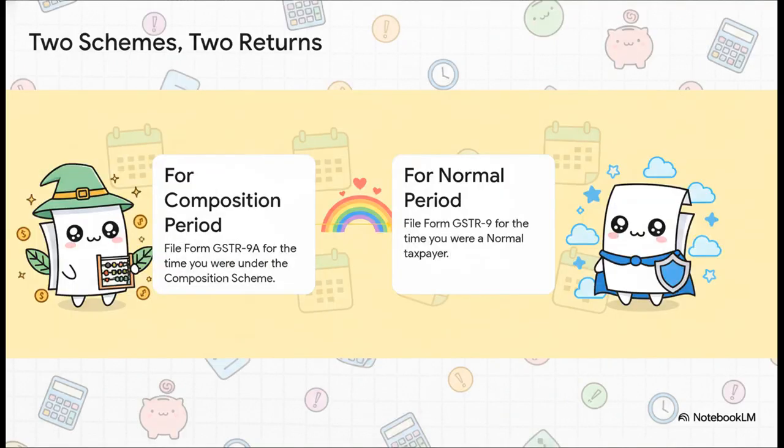Well, the answer was actually pretty logical. You had to file 2 separate annual returns for that 1 year. You'd file the GSTR-9A to cover the 9 months you were a composition dealer, and then the standard GSTR-9 for the 3 months you were a normal taxpayer. It was a clean split for a split year.